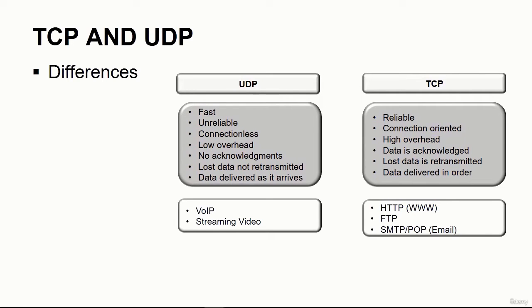UDP, on the other hand, is a very low overhead protocol with almost no features other than using port number addressing. It provides no reliable connection, no retransmission of lost data. Now this might sound bad, but this is actually perfect for applications that don't care if a few packets of data get lost in transmission. If protocols or applications need just very fast transmission of data, then a protocol like UDP is actually ideal. And applications such as voice over IP and streaming video are examples of applications that would use UDP.